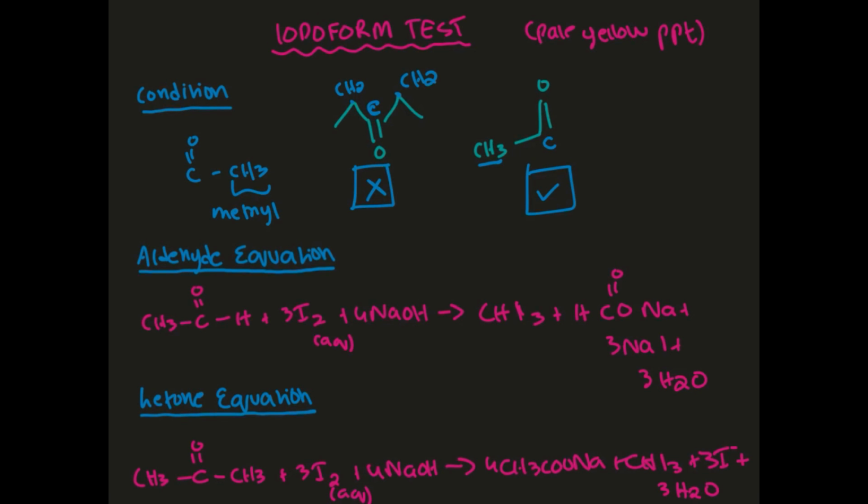Now let's look at the different equations for these reactions. For this, you need iodine dissolved in water and 4 moles of sodium hydroxide. And in this case, this methyl group is going to be used to form iodoform, which is going to give you your yellow color. You're going to get a salt, 2 different salts, and you're also going to get water. And a similar thing will happen to ketones. So you're going to get a salt, iodoform, another salt from which these ions come, and you're also going to get water. So this was the iodoform test.